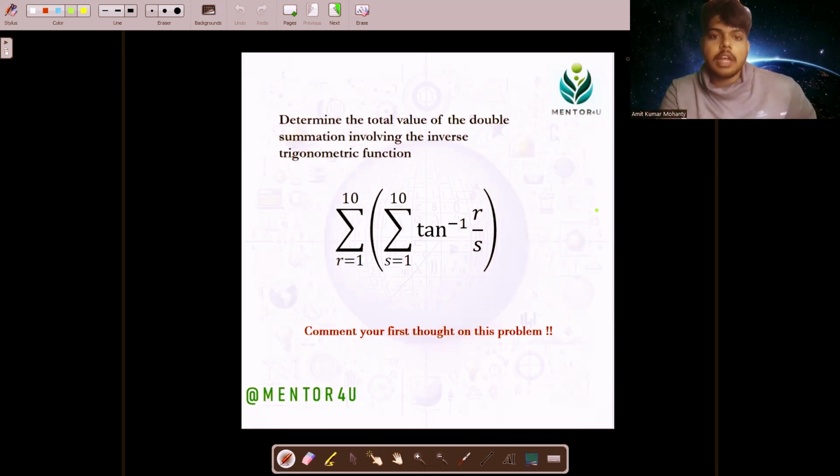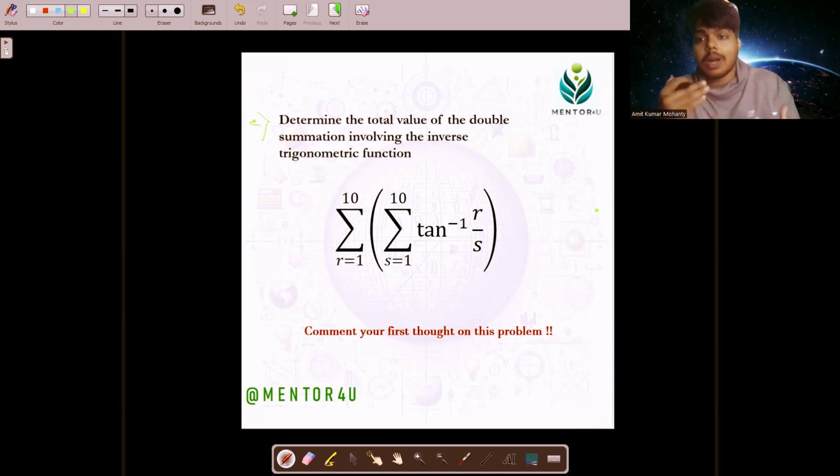So in today's class, we will go to the question where we are asked to determine the total value of the double summation involving the inverse trigonometric function. Now, in this particular question, if we just ignore one of the summations, the general summation is summation of s equals 1 to 10 tan inverse r upon s. So let's keep the outer summation as it is and explore the inner summation.